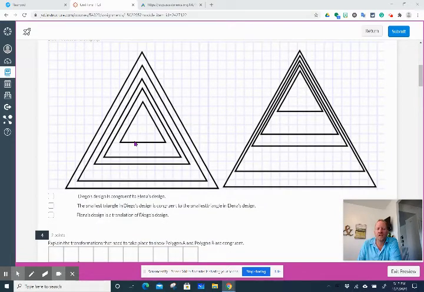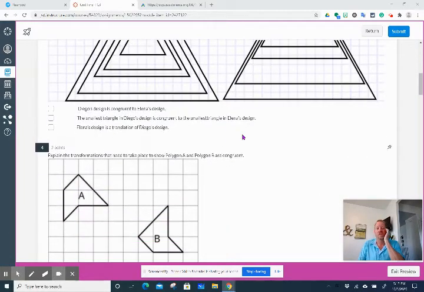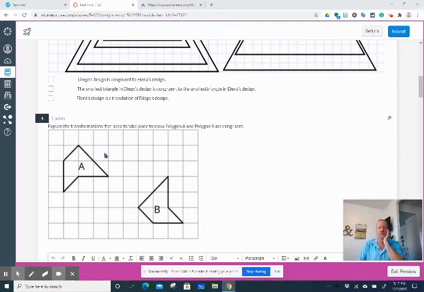Elena's design is a translation of Diego. So in other words, did I just take and slide this over? I didn't. If I slid it over, this triangle would be in the middle. These would all be moved down. Okay, explain the transformations. Well, in this case, I'm going to look at this point right here and this point right here. Two things have to happen, right? Number 1, I have to get it down here, but I also have to get this point, this vertex, up to the top.